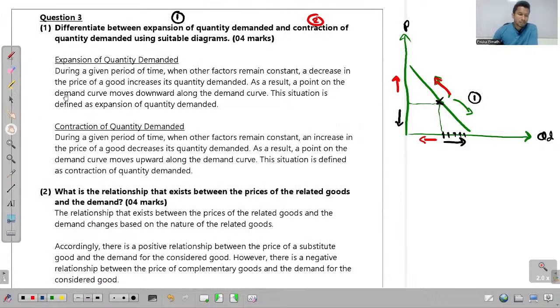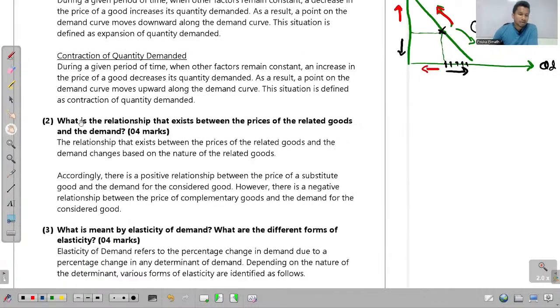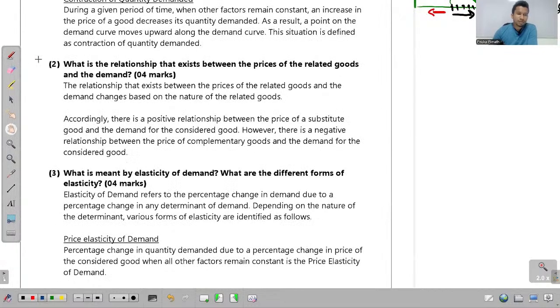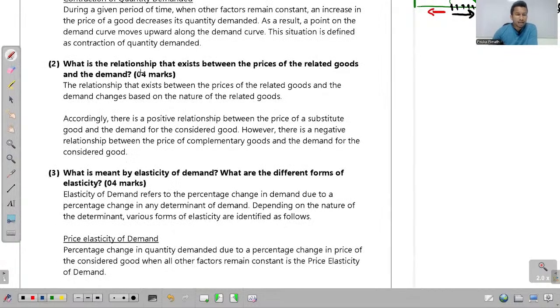Right. So come to the second question under the main question 3. What does it say? What is the relationship that exists between prices of the related goods and the demand? You see only one question, but for this question, there are two answers. Why is that? Because when I say related goods in general, there are two different types of related goods.